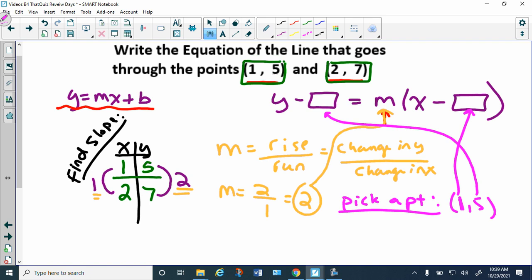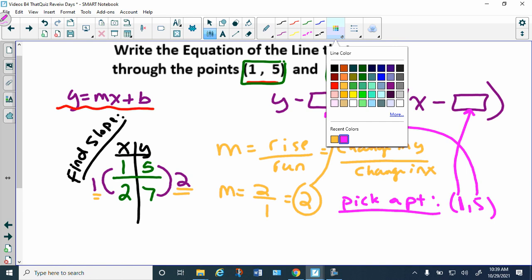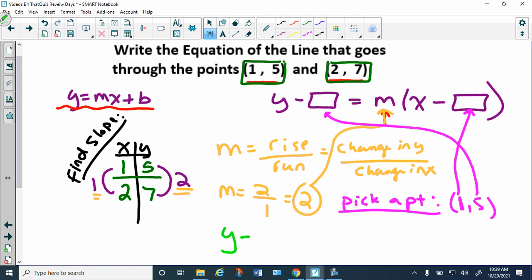So what color haven't we used? Well, I could do yellow. Let's see. The colors are important. How about a really bright green? That sounds good. So I'm going to start and say y minus, and in the box I'll put the 5, and then my slope is 2, and then x minus, and in the box I put the 1.